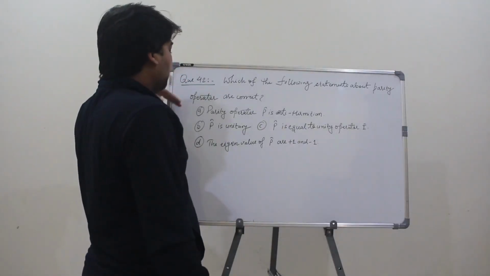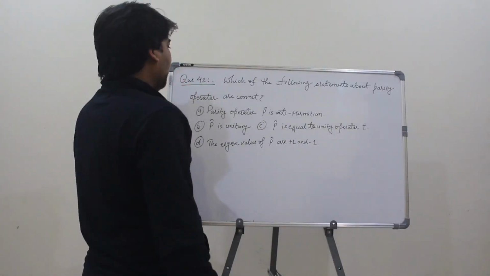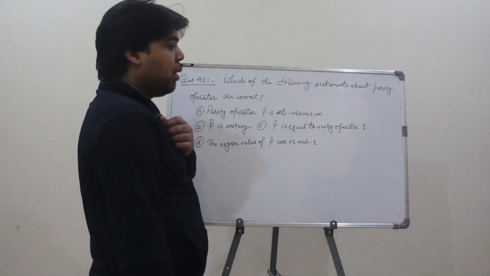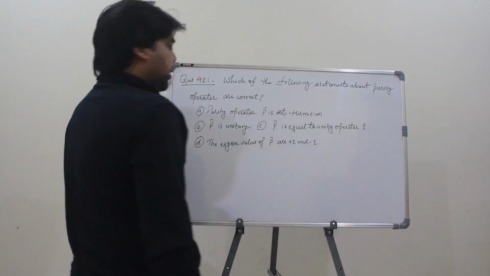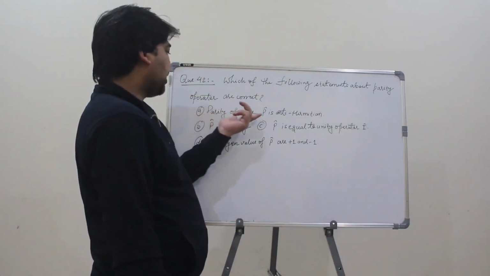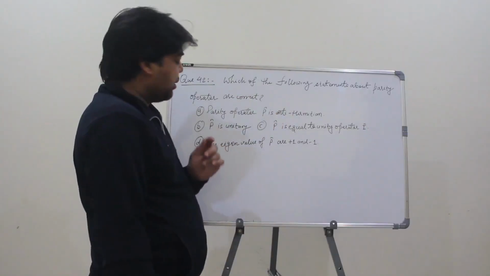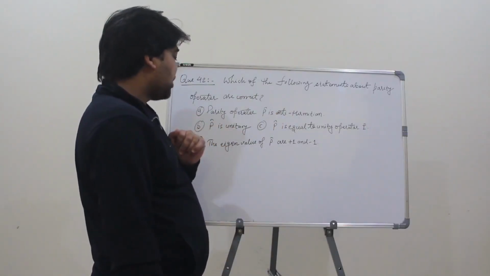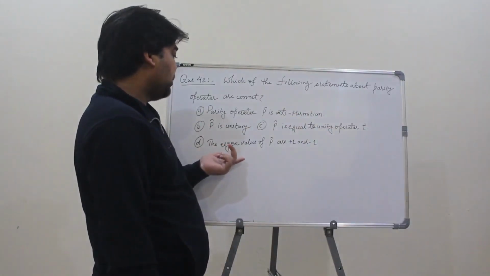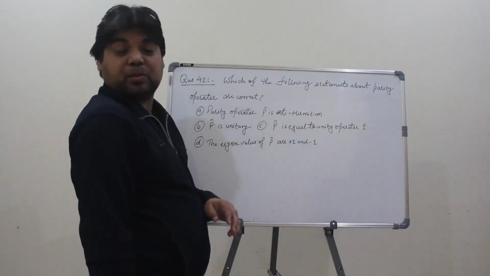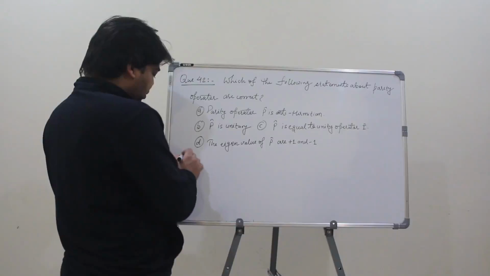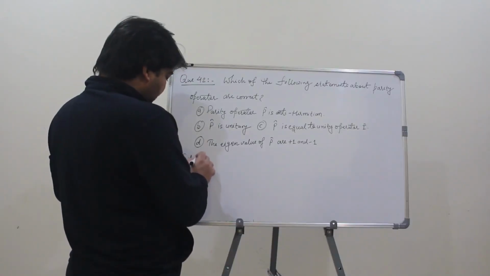Let us take a problem on the parity operator, which says: which of the following statements about the parity operator are correct? The first is that parity operator P cap is anti-Hermitian. Second, P cap is unitary. Third, P cap is equal to the unity operator, and fourth, the eigenvalues of P cap are plus and minus 1. Now let us try to understand one by one.